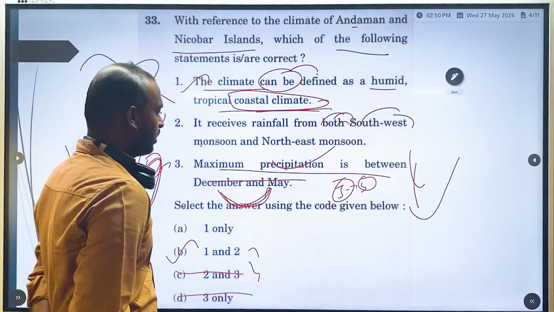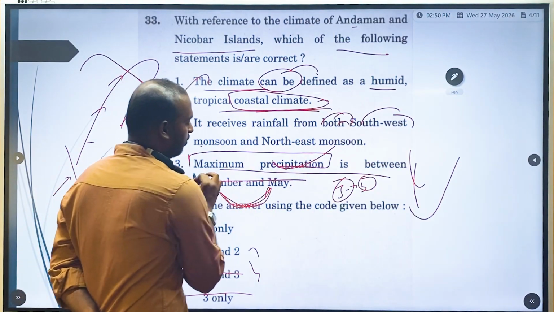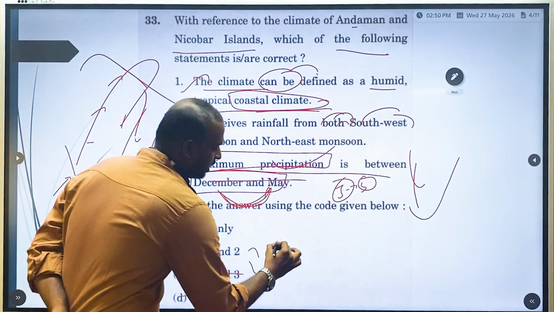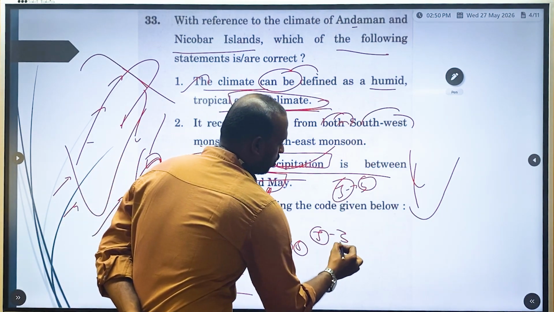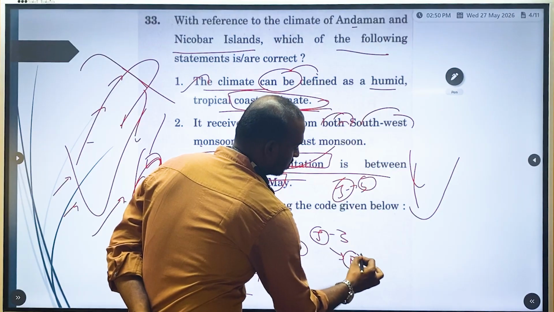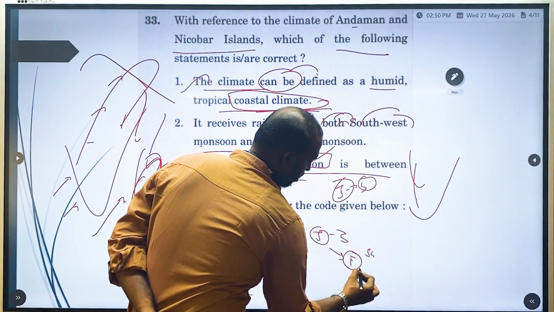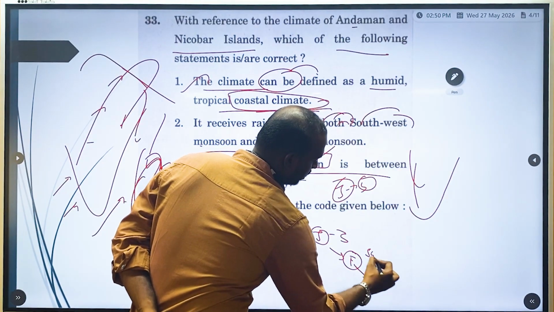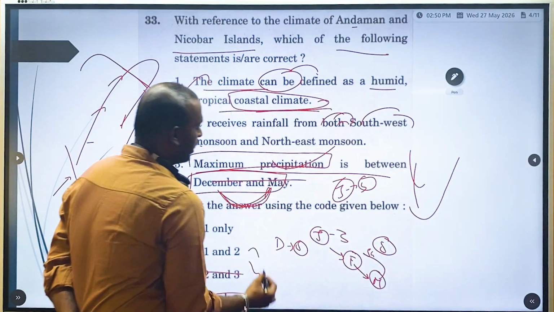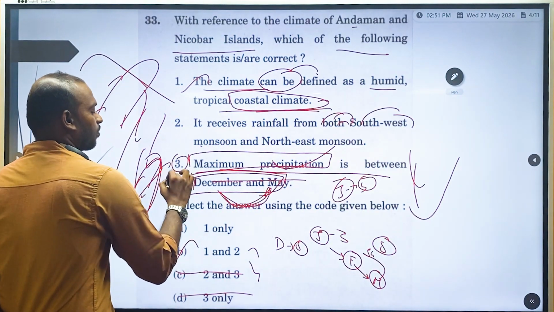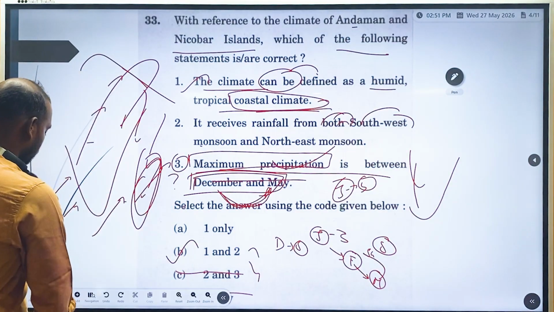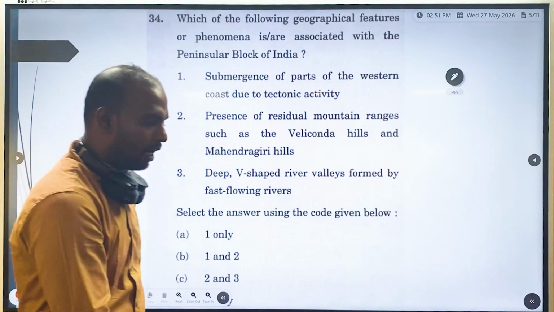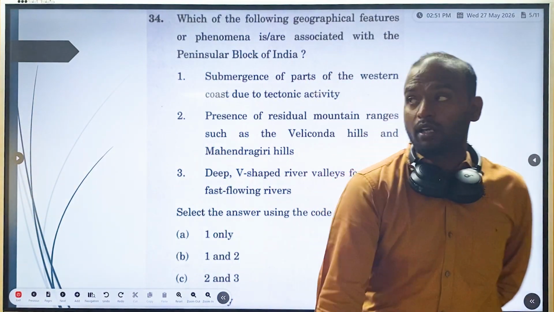See one thing, they are asking whether maximum precipitation is between December and May. December is snow. January is completely snow. February, it starts to become sunny. February to May, you know that it is summer. How will it get maximum precipitation? No way. Even with the help of logic itself, we can answer the question.